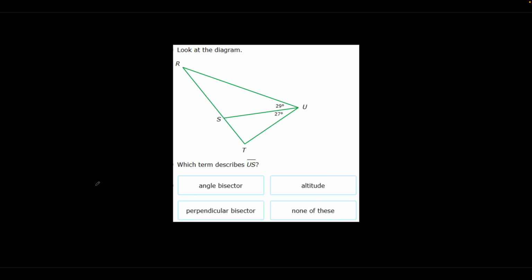All right, now let's put them all together in the same problem. It says, look at the diagram, and then it says, which term describes US? Well, first off, is it an angle bisector? No, because these are not equal. Is it an altitude? No, it is not. No right angles. Is it a perpendicular bisector? Again, needs a right angle? Absolutely not. And so in this case, it's none of these.